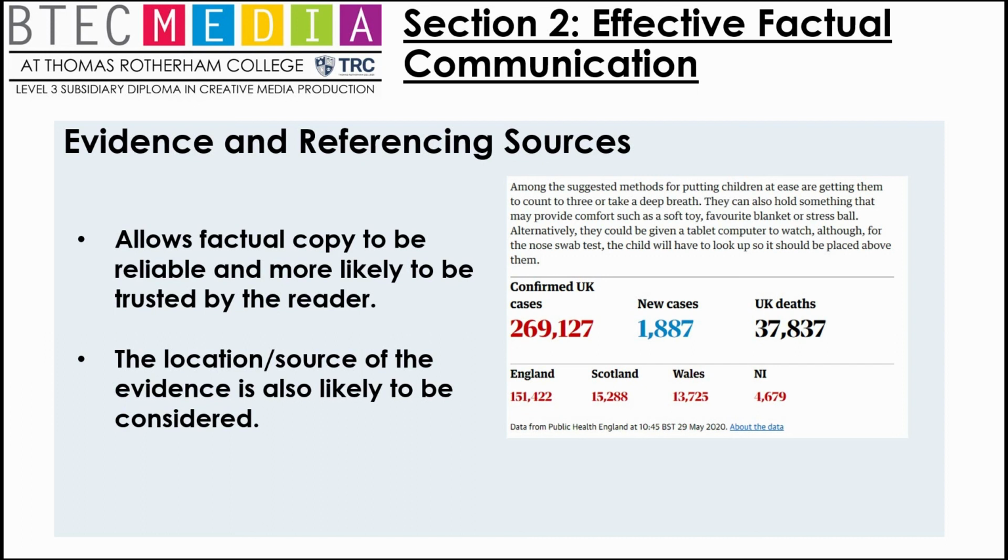However, if it has statistics in there, you are more likely to trust the source. So this article here has got the confirmed cases, new cases, and UK death total, so it makes it more reliable. However, it's not just about using evidence, it's about talking about where that particular evidence comes from. Have you just made up those numbers on the spot? Where do they come from?